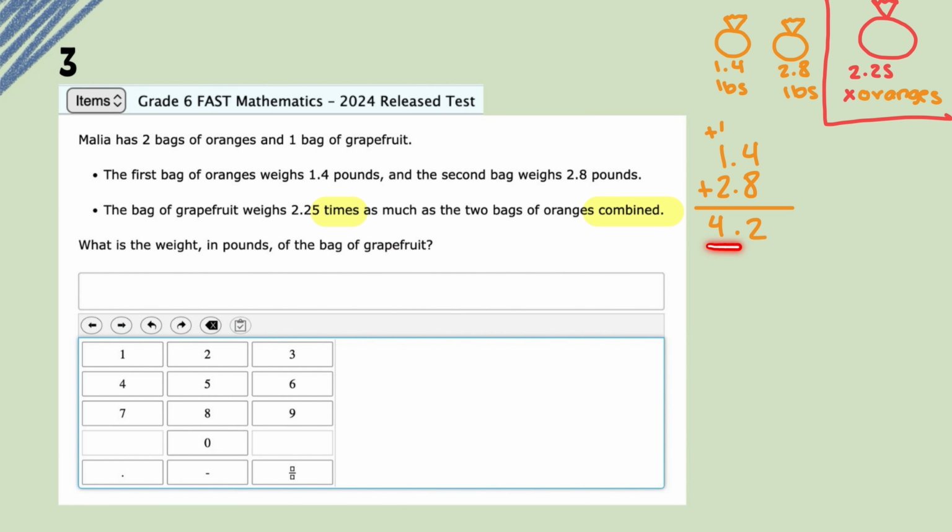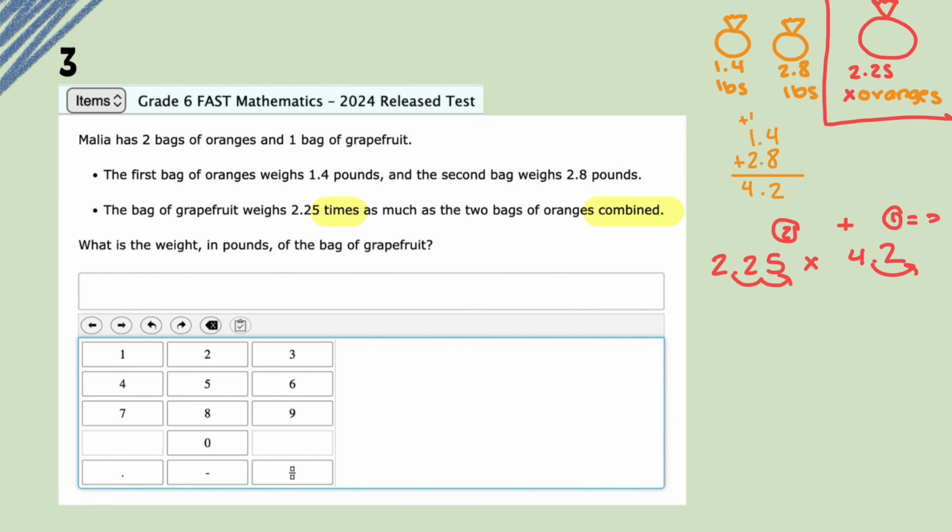So now that we know how much our oranges weigh, we can replace oranges with the actual number 4.2. Does the same thing. Oranges equals 4.2. So 2.25 times 4.2. Once again, we're multiplying decimals. So let's go ahead and move our decimal out. Let's save that number for later. Let's set up our multiplication equation. I'm going to multiply in silence. I encourage you to multiply with me.